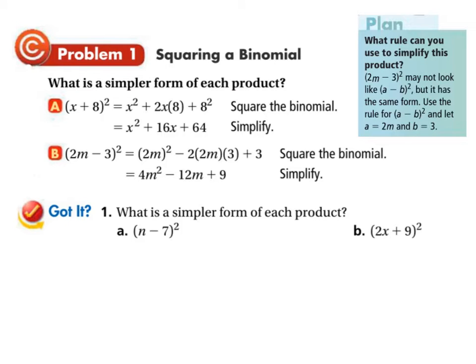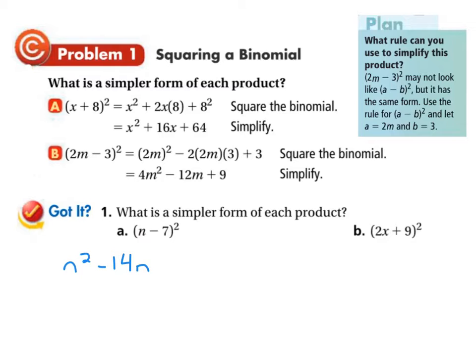Okay, so how are we going to do this? Well, we're going to square this first term, n times n, n squared. And then we're going to take the two terms in here, n and negative 7, multiply them together, and double them. What is n times negative 7? It's negative 7n. Doubling negative 7n, you get negative 14n.